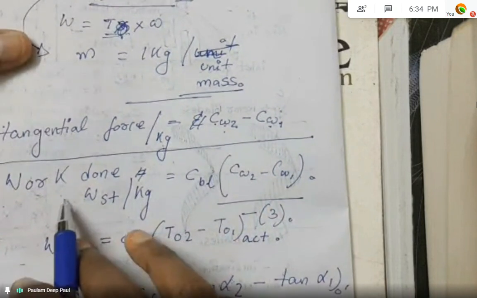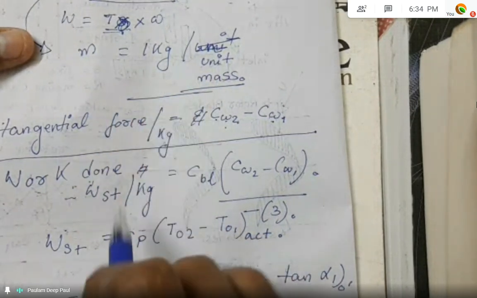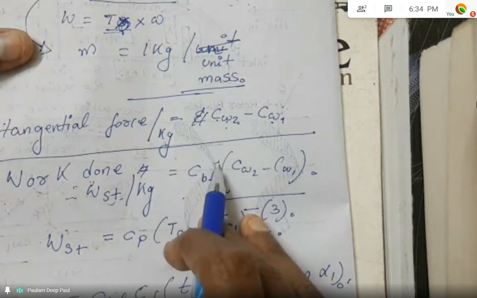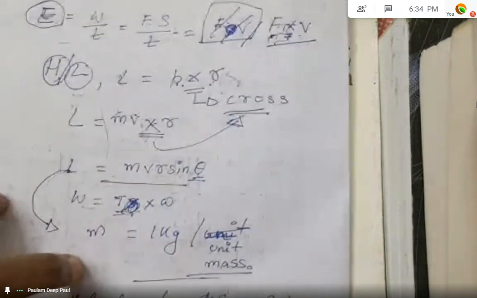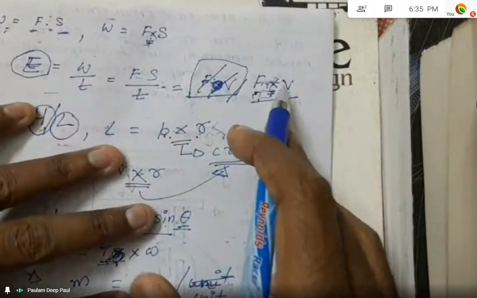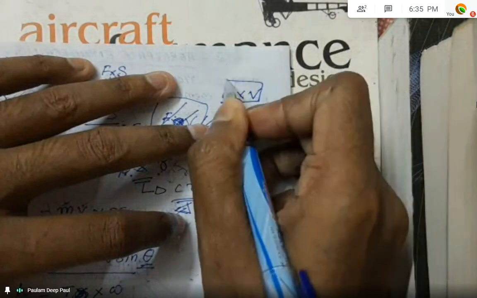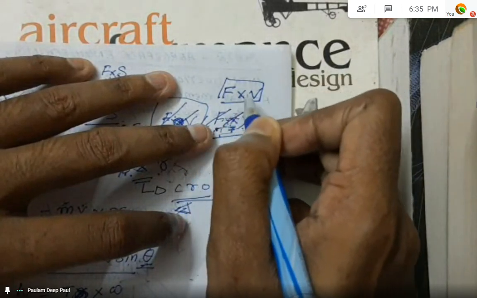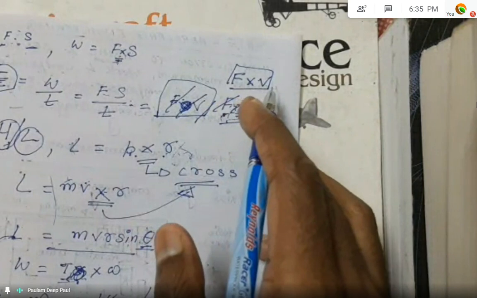Now, the second step would be to calculate the work done. That is per stage, per unit mass, how much work we are doing. As I have stated earlier, work done would be the tangential force that we have calculated multiplied by the velocity. Let me just clarify this with you guys: tangential force multiplied by velocity. This is not a cross product, this is a simple multiplication sign. If it is a cross, I'll write a cross over here. So, tangential force multiplied by velocity.